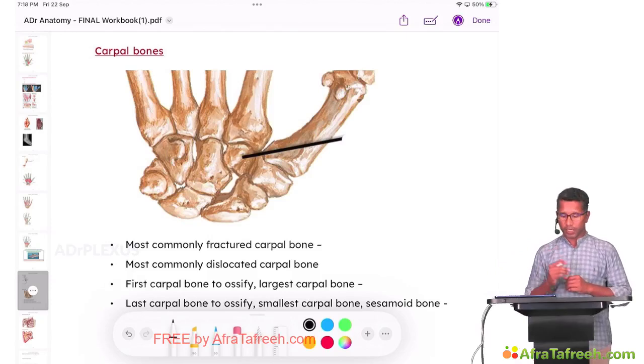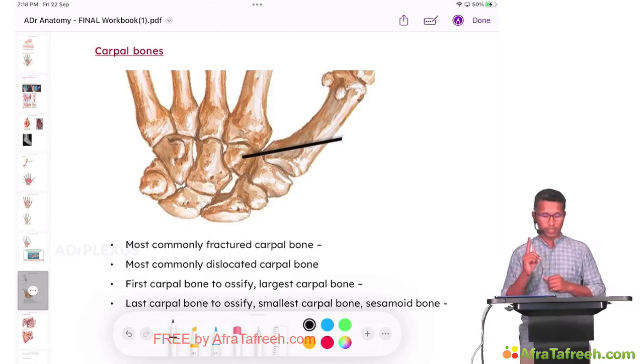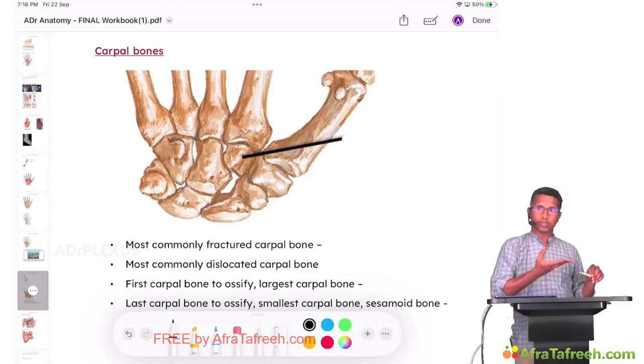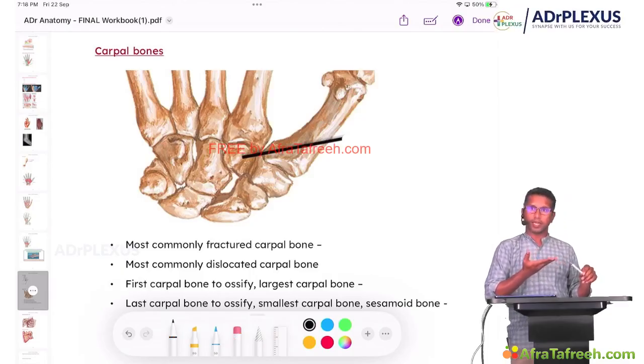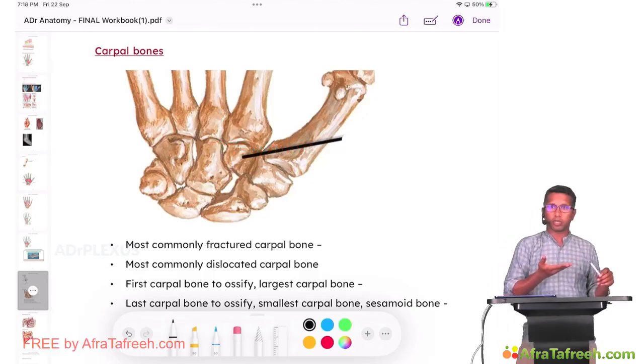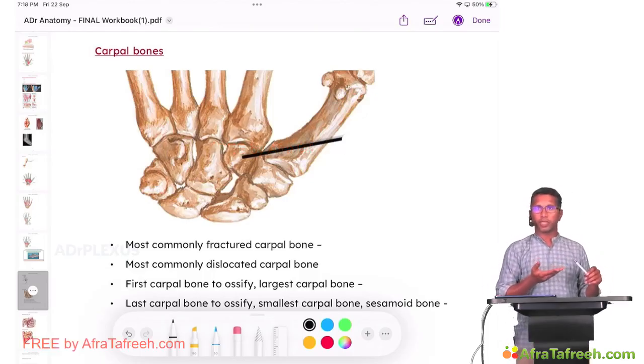See, I'll just add one more point, guys. In the nerve lesion, I'll add just one last point. See, what is this action, guys? This action is called abduction, isn't it? Abduction of the thumb, or the nerve which supplies the abductor pollicis brevis, is the median nerve.